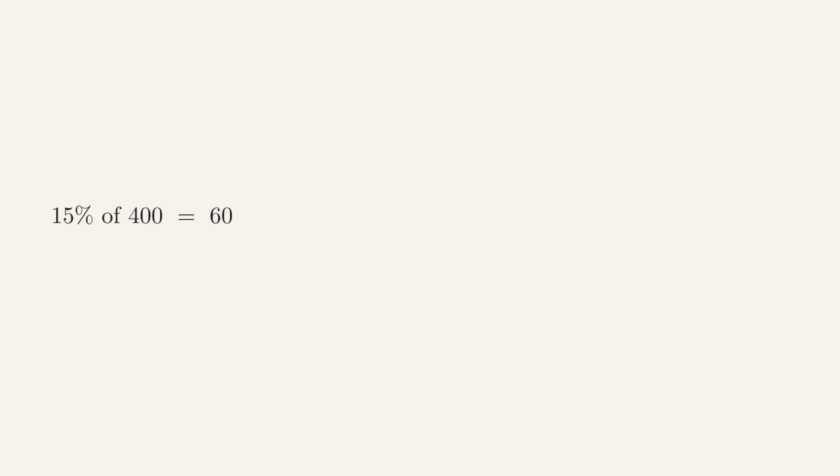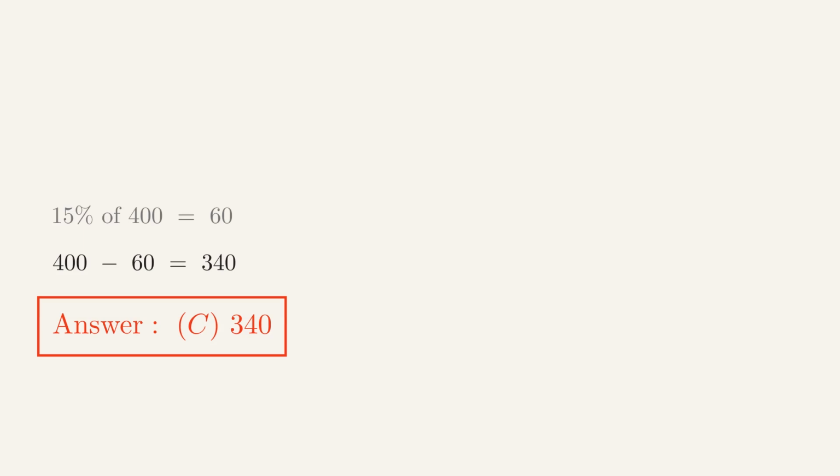Decrease 400 by 15%. 15% of 400 is 60. So the result is 400 minus 60, 340. Find the 15% first, then subtract. Splitting it into the percentage step and the subtraction step keeps you from slipping.